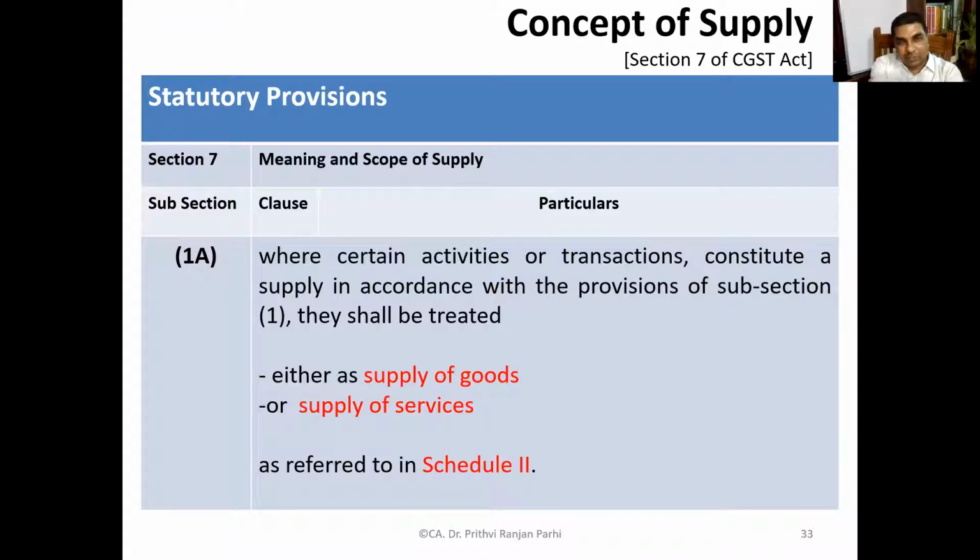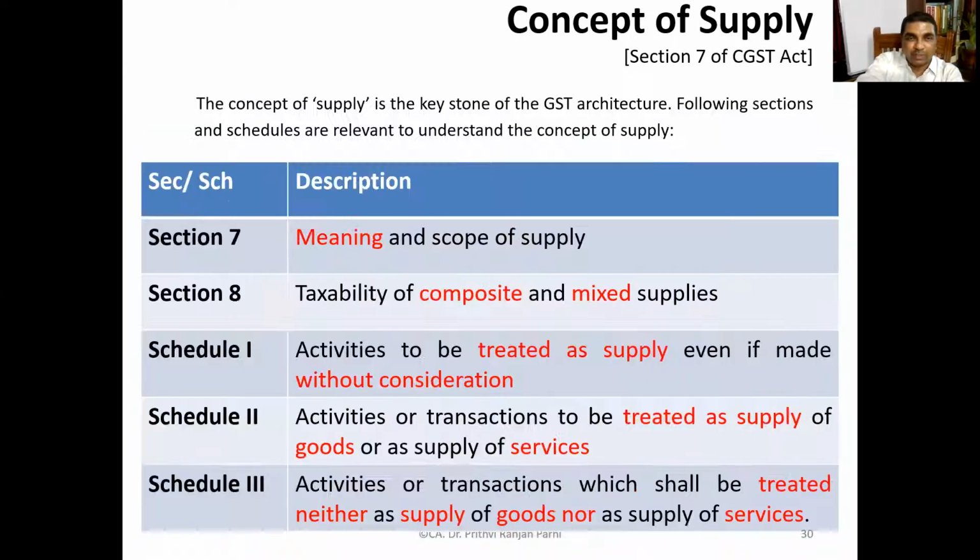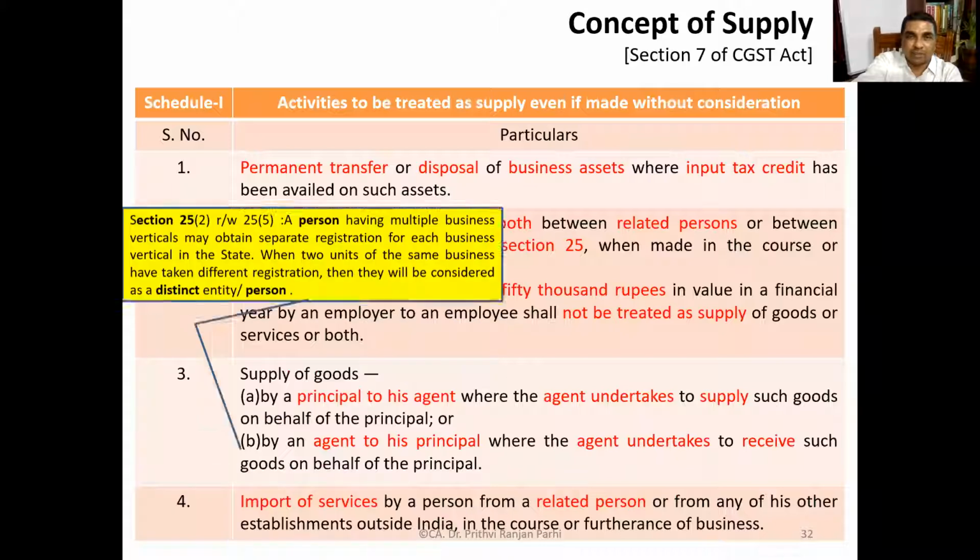Now, friends, a few other statutory provisions we need to learn. This is about subsection 1A, where it says, where certain activities or transactions constitute a supply in accordance with the provisions of subsection 1, which we have just covered, they shall be treated either as supply of goods or supply of services, as referred to in Schedule 2. So Schedule 2 talks about activities or transactions which are to be treated as supply of goods or as supply of services.